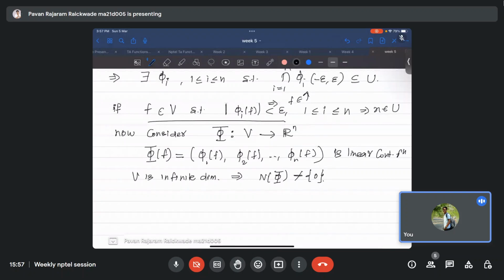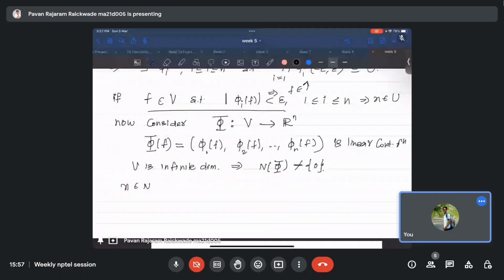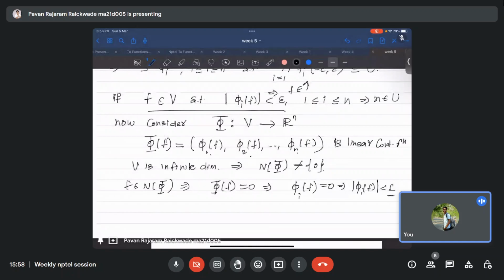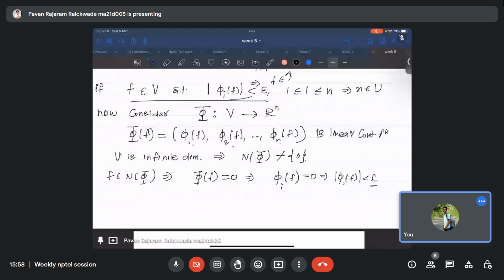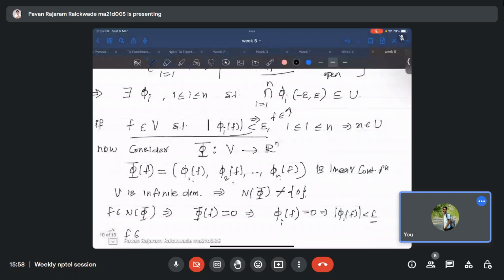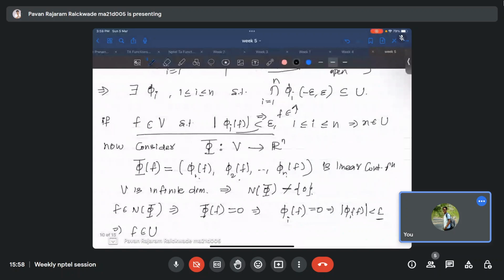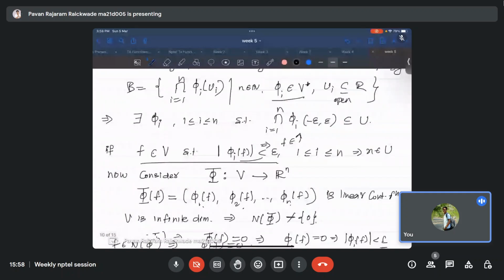So if an element belongs to the null space of phi, that means what? Sorry, not x. f. Phi of f is 0. That means component-wise each component is 0, which means phi_i of f is 0, right? Which means the modulus of phi_i of f is strictly less than epsilon, and epsilon is fixed here. So from this condition, what can we say? f belongs to U, right? Correct? Yeah, f belongs to U.